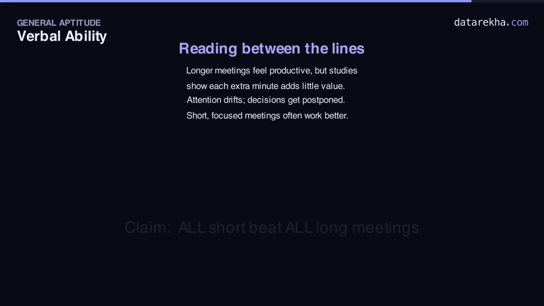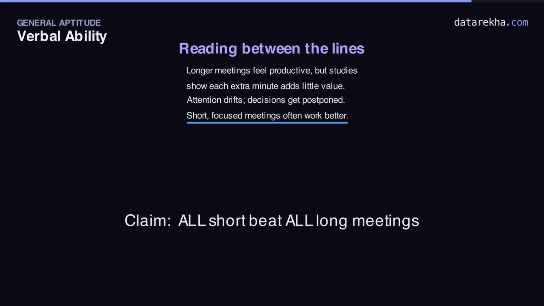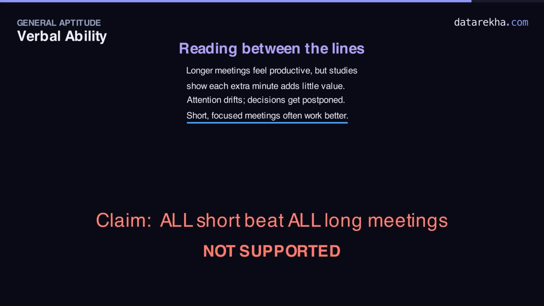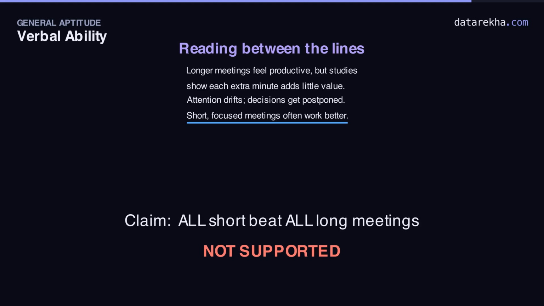Second claim: all short meetings beat all long meetings. Now be strict. The passage said, short meetings often work better. Often, not always. The claim swaps often for all, it strengthens the language beyond what the text allows. So it is not supported. Upgrading often to always or some to all is the single most common inference trap.